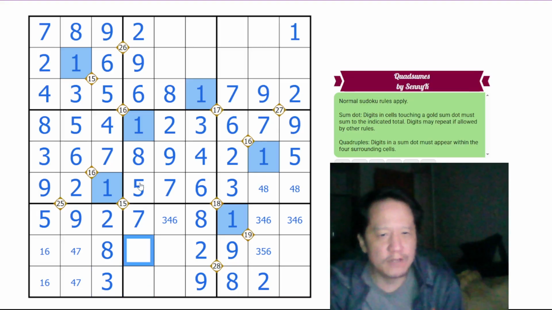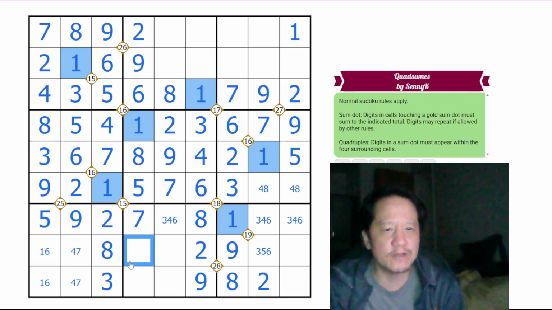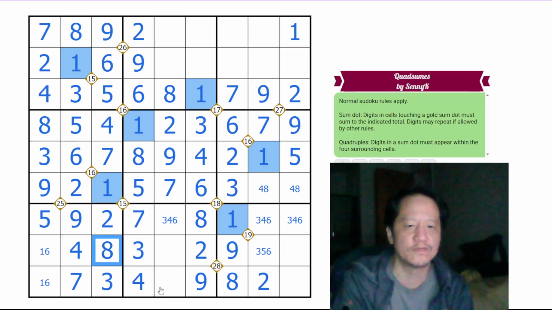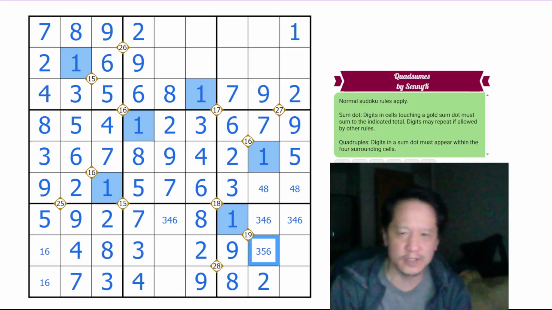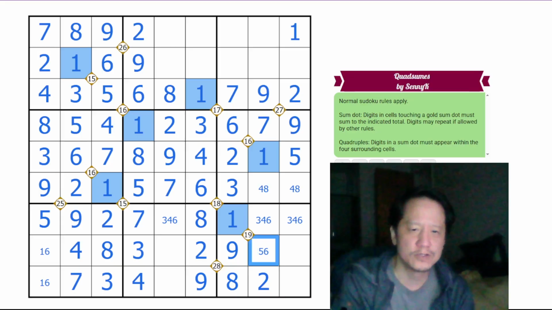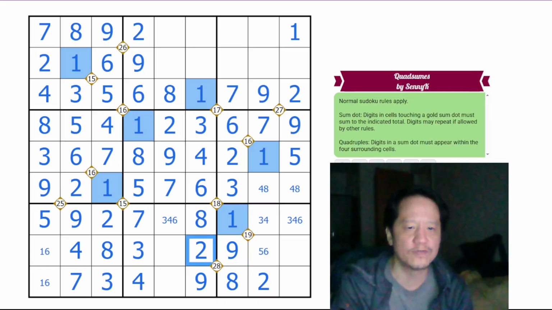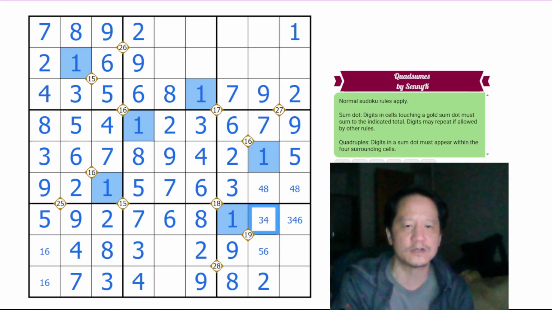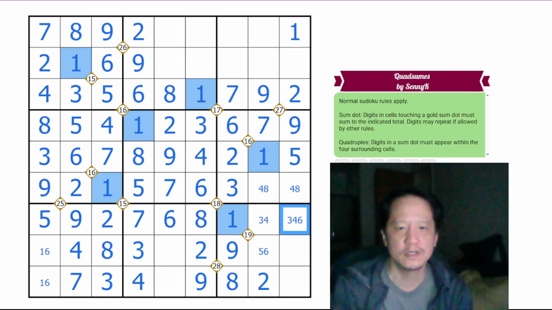Remaining digits in column 4 are 3 and 4. This can't be 3 because of 3 in the row, so this is 4. That's 3. 4 eliminates 4 here, so it's 7 and 4. 3 eliminates 3 here. So this cannot be 3 and 6 there. But this could still be 3. This 3, 4 eliminates 3, 4 here. So this is 6 here. So this cannot be 6 here.